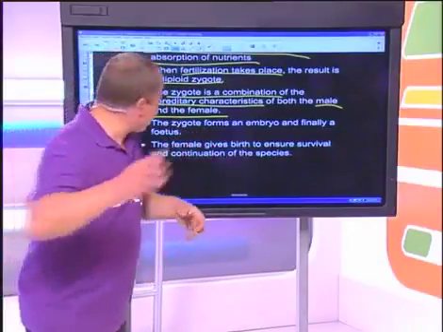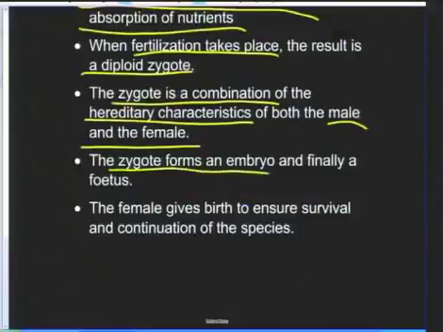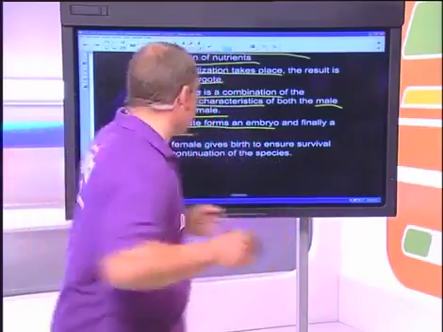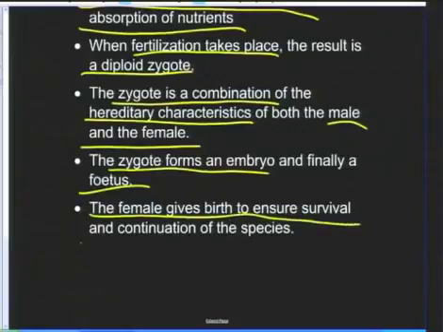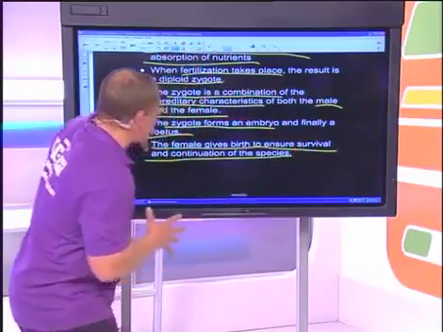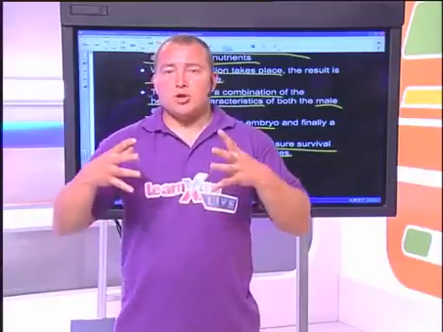The zygote forms into an embryo and finally a fetus. Okay, fetus is the main part that we need. Now, the female gives birth to ensure the survival and the continuation of the species. That's what we do. Simple, it's easy. That is fertilization in a nutshell. Now, you need to understand it, you need to be able to do it.